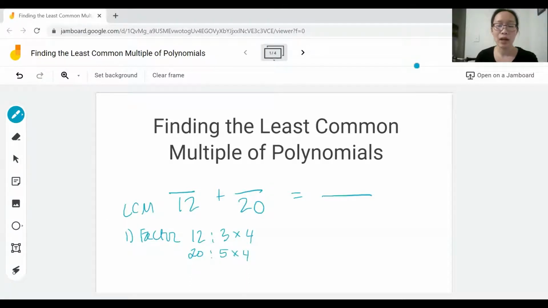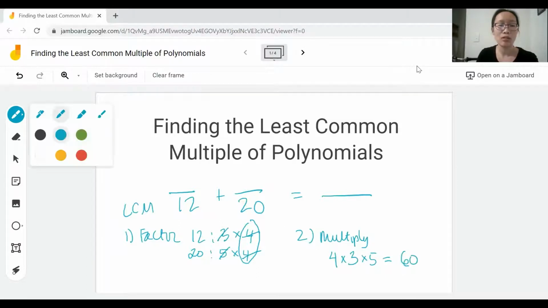Once I have that, I'm going to multiply all my factors. I start with the ones I have in common. I see that both share a 4, so I'm going to write the 4 and cross it off. And then I multiply by anything else that's left over. So I see that the 3 is a factor and then 5 is a factor. So my least common multiple is going to be 4 times 3 times 5, or 60.